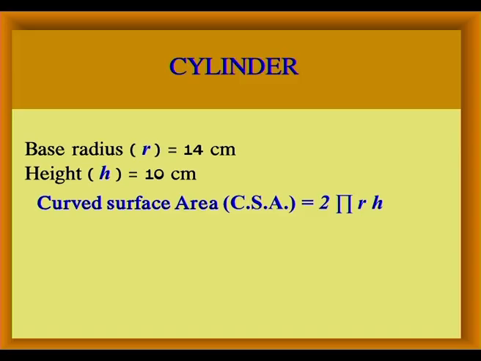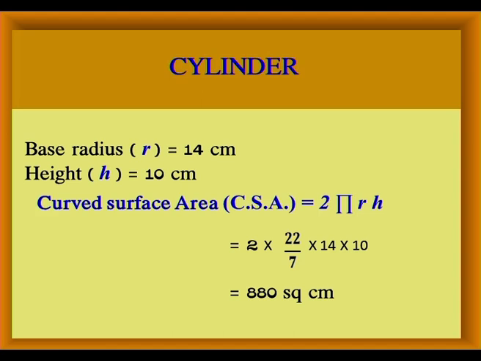Now, of course, we take pi is equal to 22 by 7 and we take the r and h values. So, 2 into 22 by 7 into r is 14 into h is 10. After simplifications, we can observe that its curved surface area is 880 square centimeter.